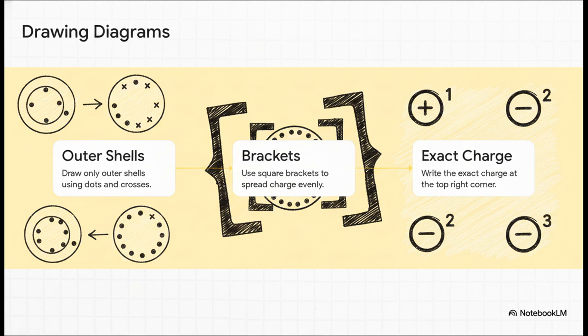Now, a massive trap students fall into here is messing up the formatting. Please make sure you draw only the outer shell. It saves you time and cuts down on mistakes. And crucially, listen to me on this one. You must always enclose your newly formed ions in square brackets and clearly write the exact charge on the top right-hand corner. Leaving those brackets out is hands down the most common way students throw away easy marks.